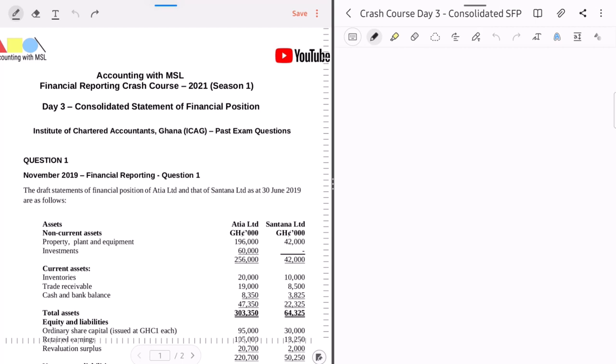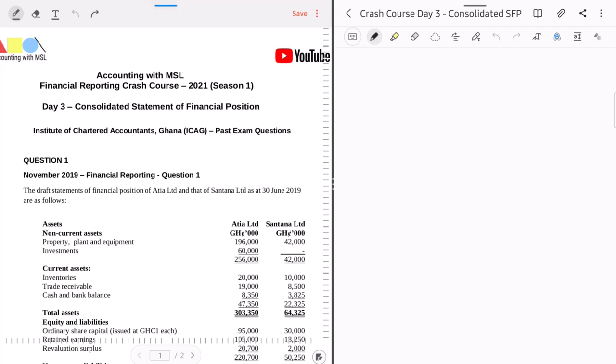So, as I begin, allow me to quickly give you a high-level overview of what consolidations are about. I'm sure all of you have heard different terminologies: parent, subsidiaries, associate, and all of that. On day one, I mentioned emphatically that the financial reporting paper is based principally on International Financial Reporting Standards. We emphasized that from the just ended November 2020 paper, as much as 80% of the paper came from IFRS. We established that a group account question is also based on IFRS, because all the notes in a group account question will be based on IFRS.